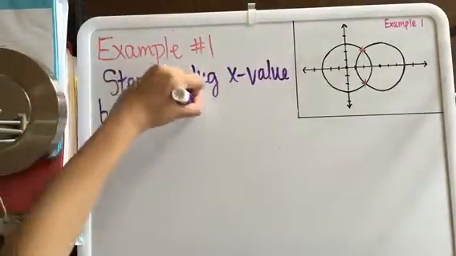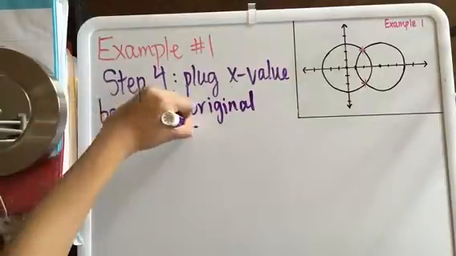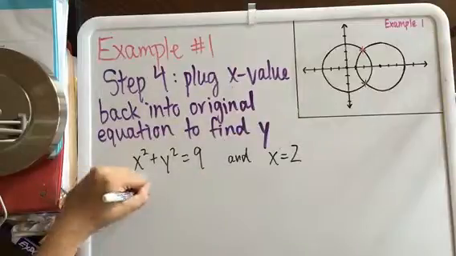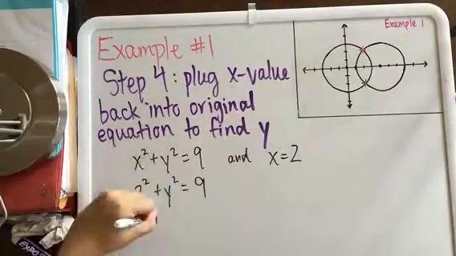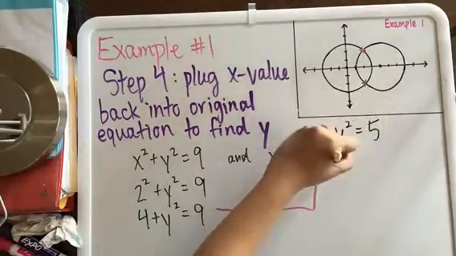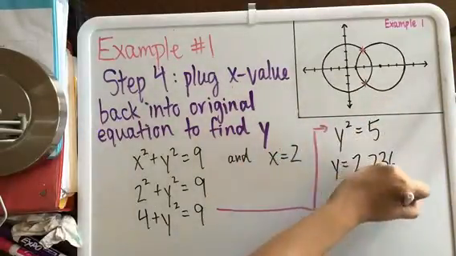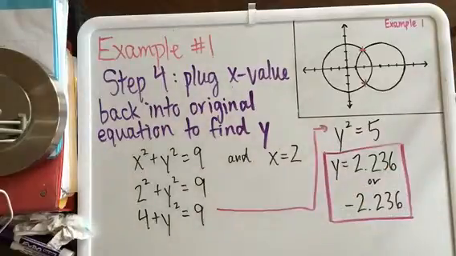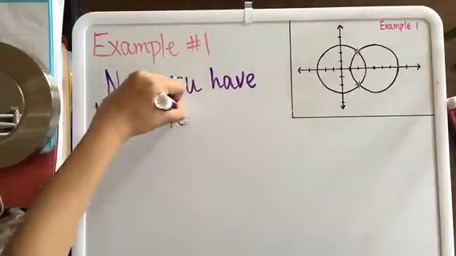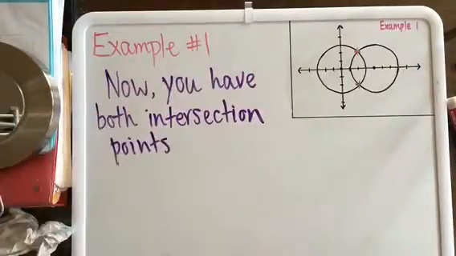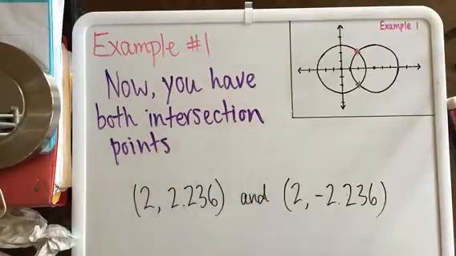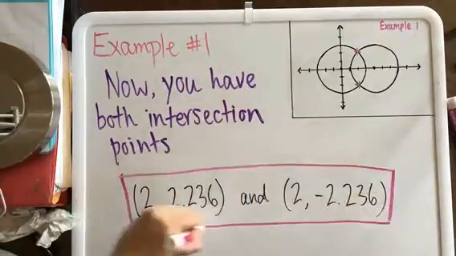The fourth step is to plug the x value back into the previous equation to obtain the y values, which is, in this case, 2.236 and negative 2.236. This then gives the two coordinates of the intersections of the circle. Now we have the two intersection points of the circles, so we can determine at what 2 points the circles intersect.